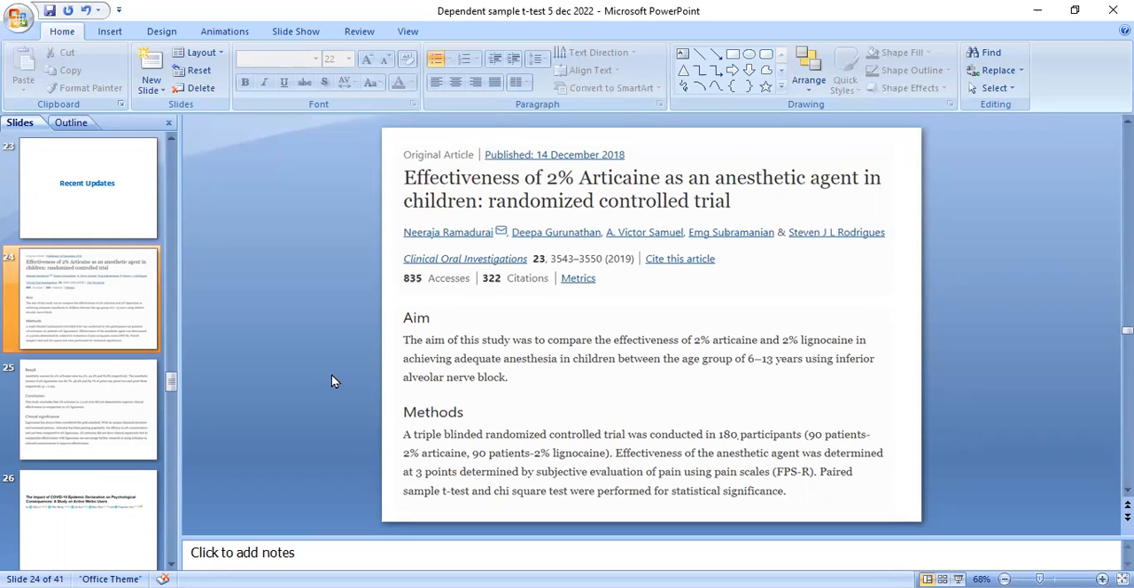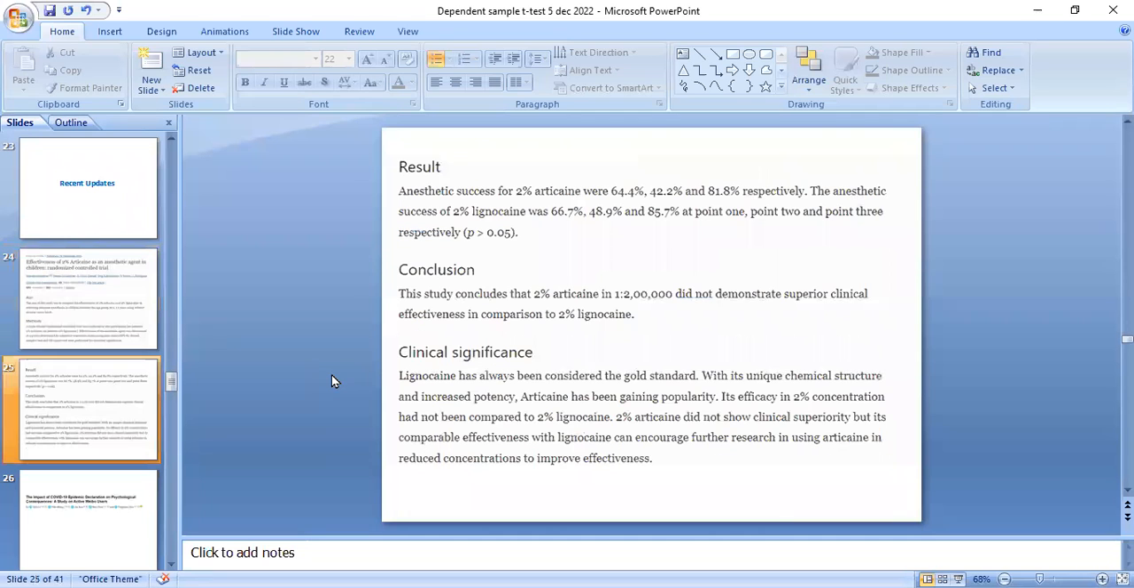A triple-blinded randomized controlled trial was conducted in 180 patients. 90 patients took 2% Articaine, and 90 patients took 2% lignocaine. Effectiveness of the anesthetic agent was determined at 3 points by the subjective evaluation of pain using a pain scale. Paired sample t-test and chi-square test were performed for statistical significance.